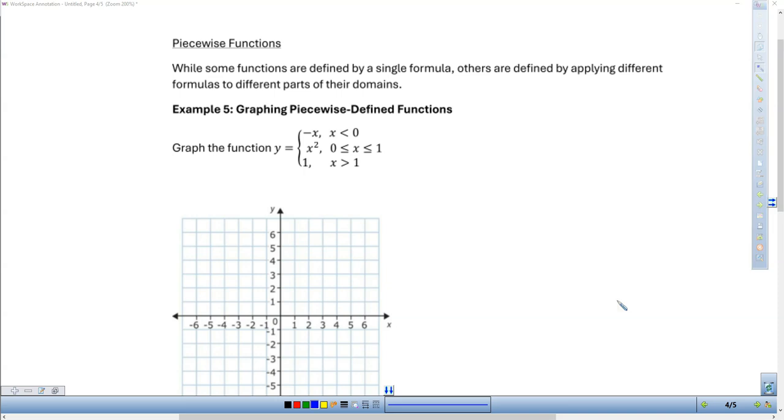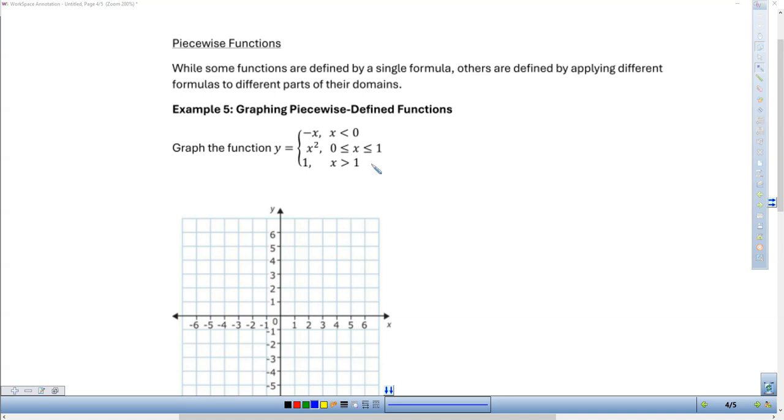Now, the other type of functions we have to keep track of are things such as piecewise functions. These are important because while some functions we can define with a single formula, like y equals x squared, other formulas are going to be applied across different parts of the domain. So, for example, in example 5 here, we're using y equals negative x for x less than 0, x squared for when it's between 0 and 1, and we have the value 1 when it is greater than 1.